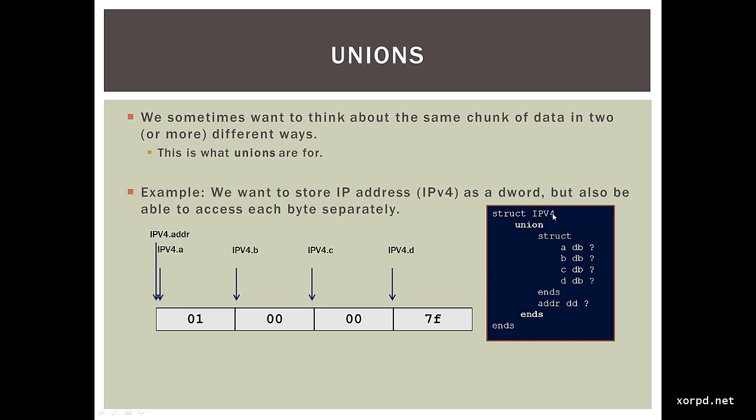Struct IPv4, and we have the ENDS directive in the end, and inside of it we use the union directive. Inside the union, something pretty special happens. The offsets of the labels do not increase. Everything inside the union begins from the same place. So basically, a union gives you the ability to have different names for the same memory.